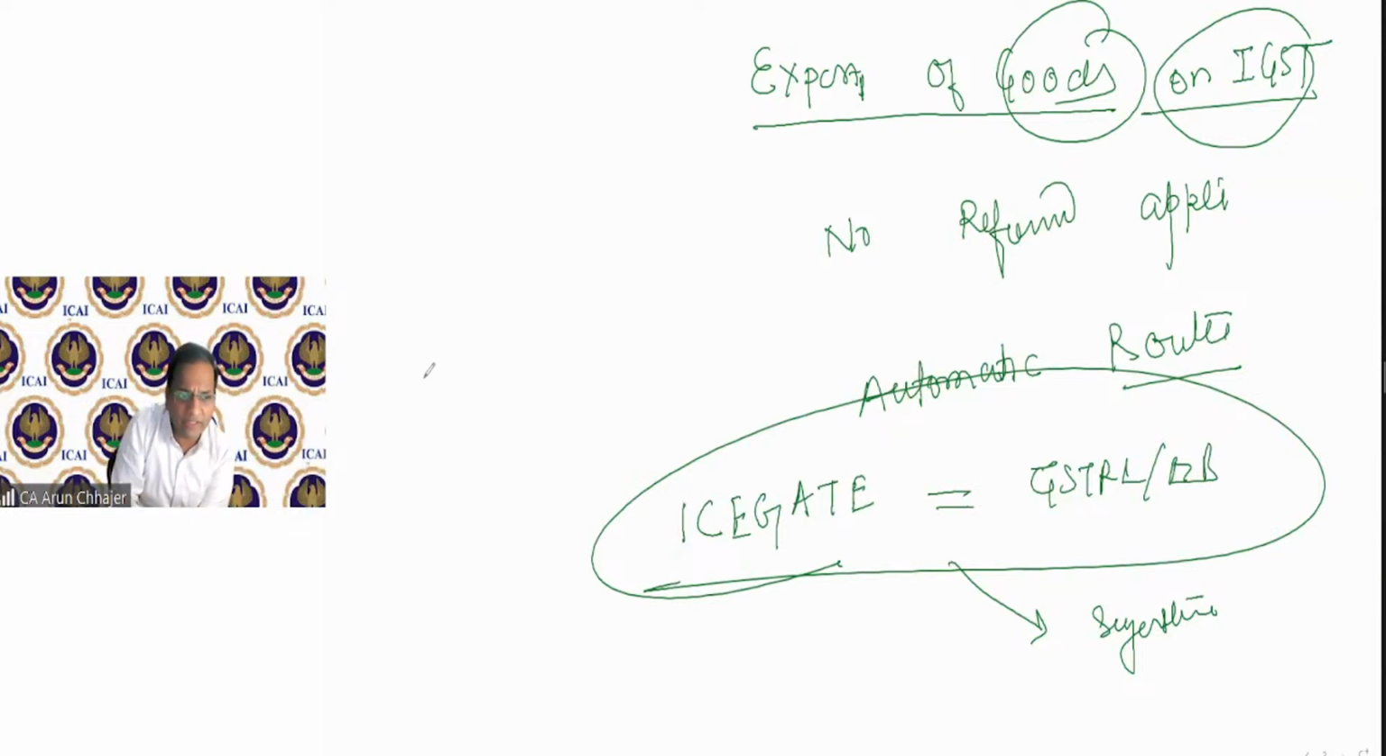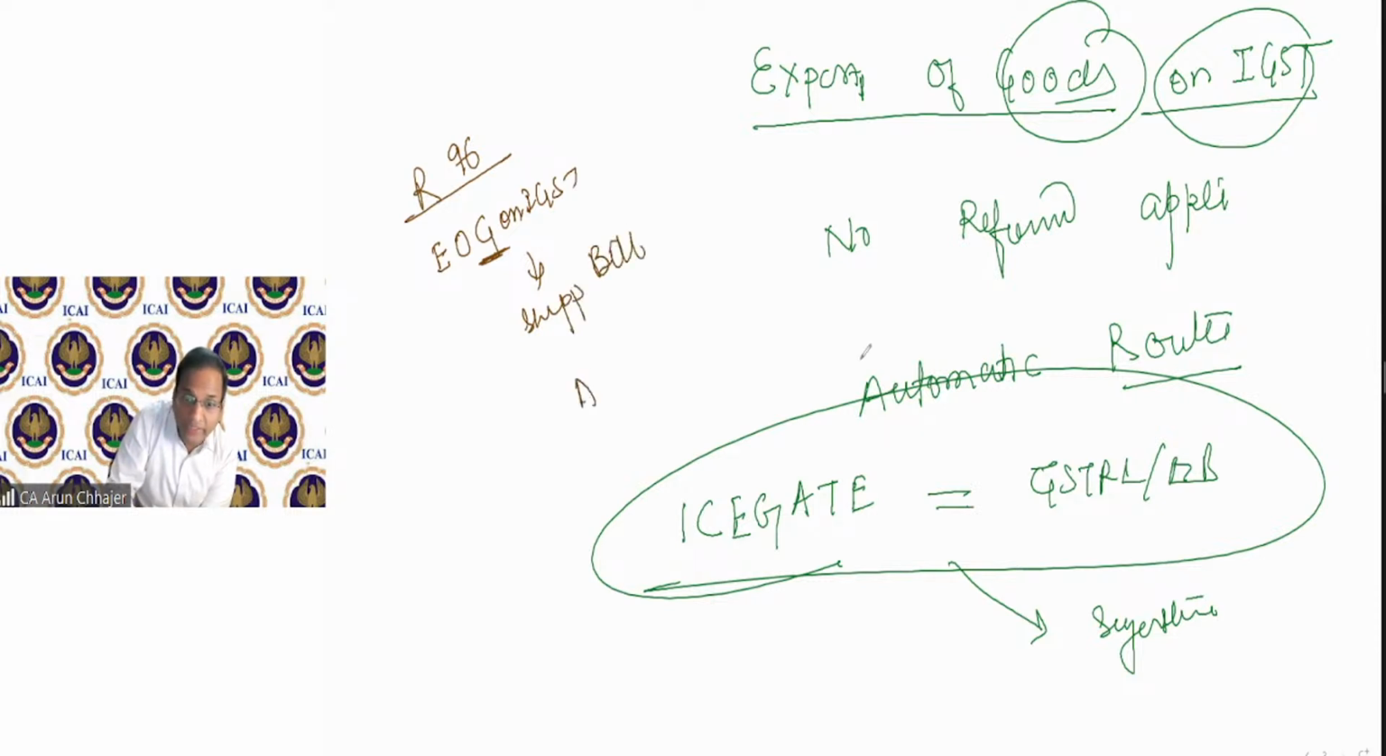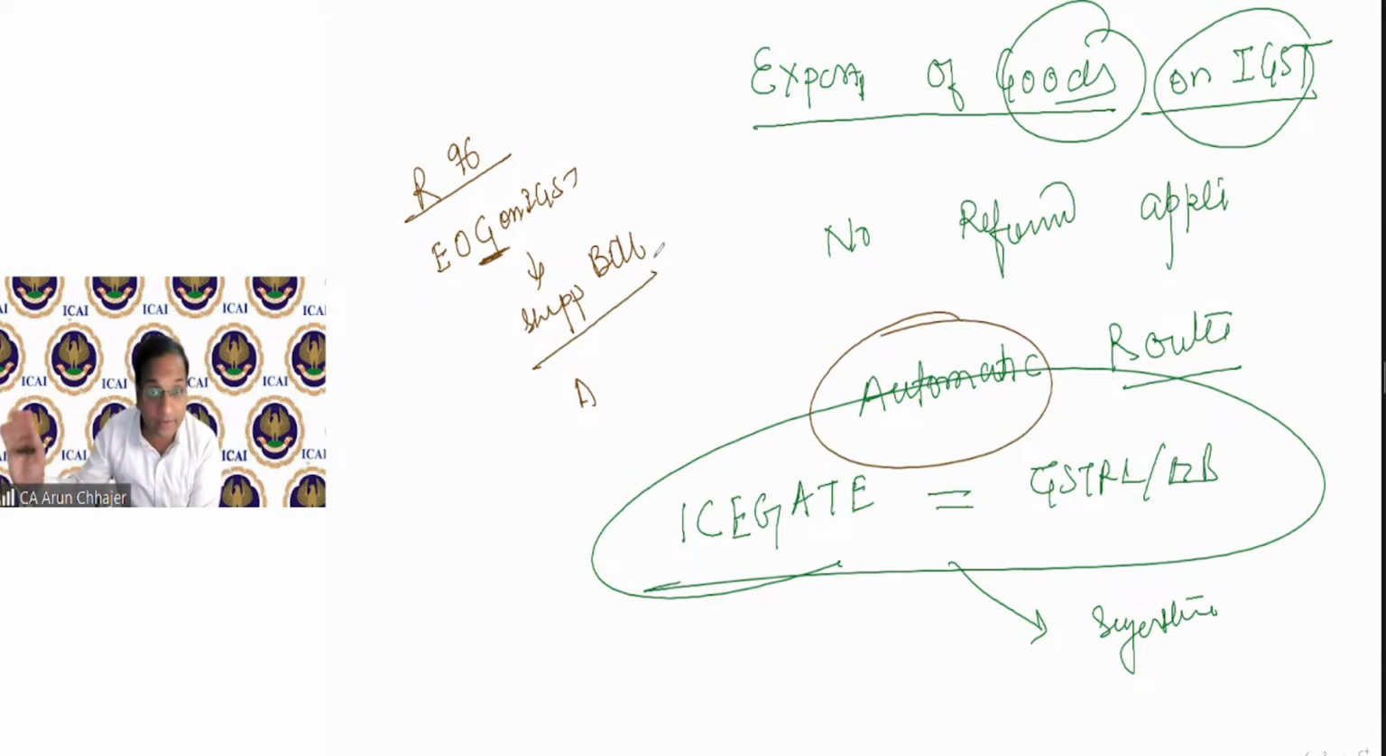When I read either today or in the next class rule 96, remember rule 96, it says if it is export of goods on IGST, the shipping bill will be treated as the refund application and it is automatic route. There is no requirement to file a separate refund application like RFD-1. Is it clear till here? We have discussed two small points.